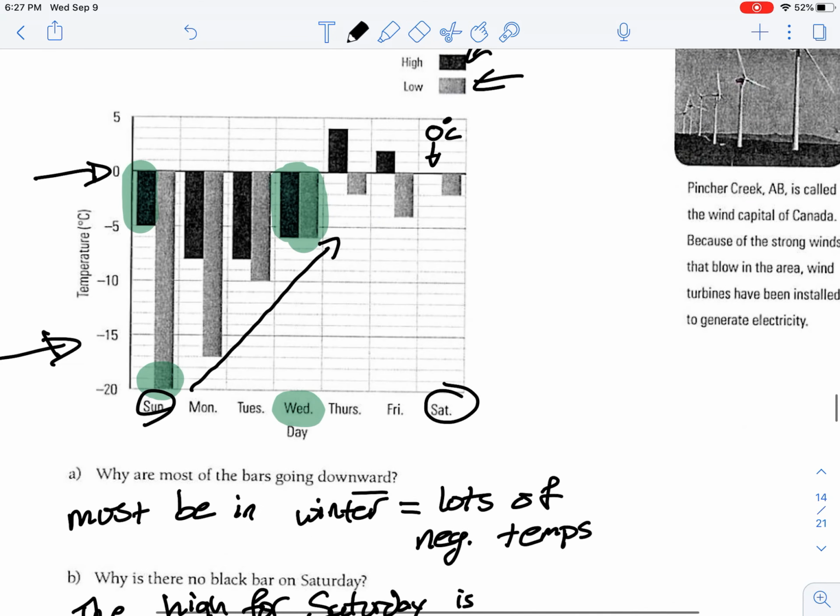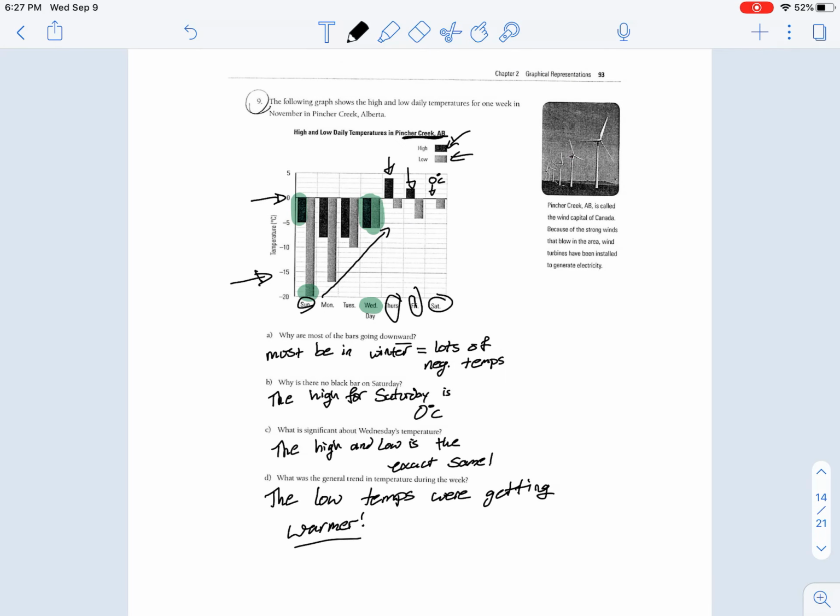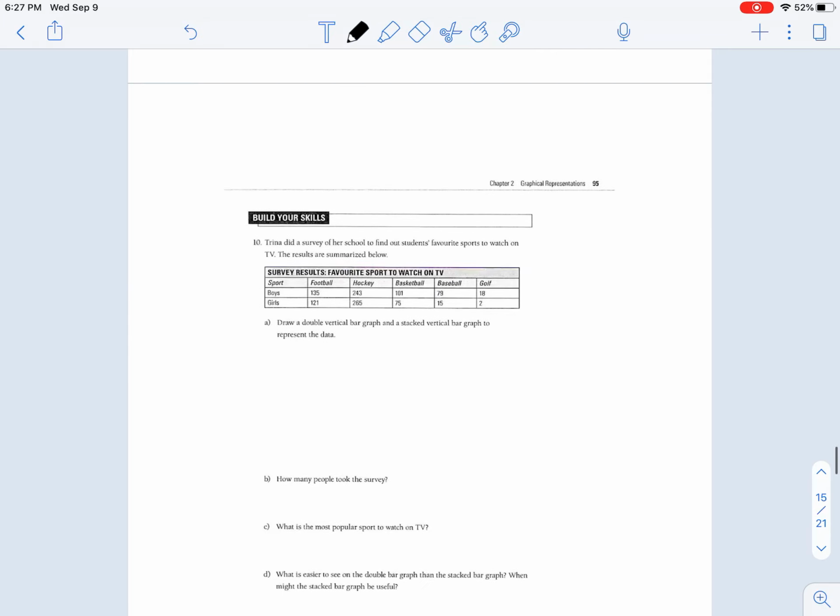So that's awesome. It looked like it was getting warmer, and they even got blessed on Thursday and Friday with some positive temperatures for a high, which is pretty cool. So always look at your data and extrapolate what's going on in your graph before you even read the questions. Because if you understand the graph before reading the questions you can kind of just fly through.